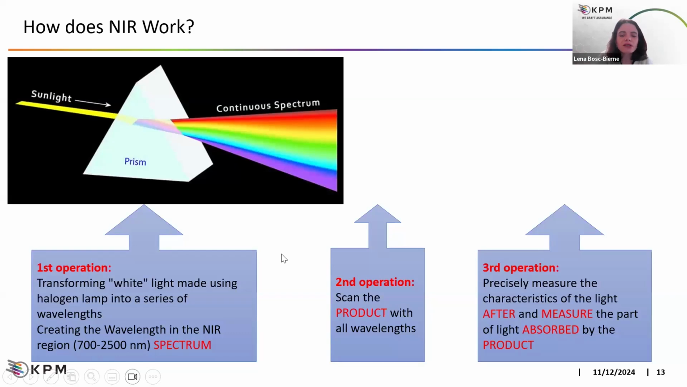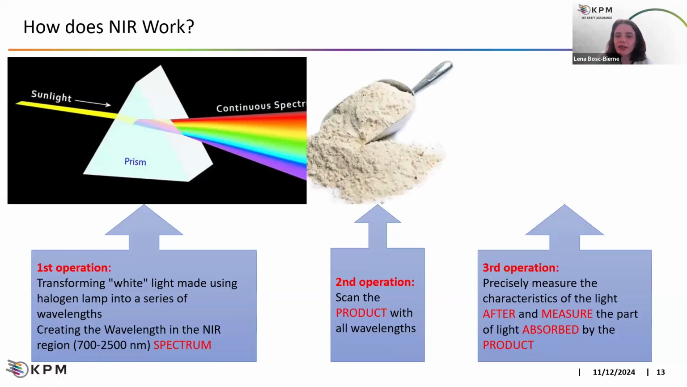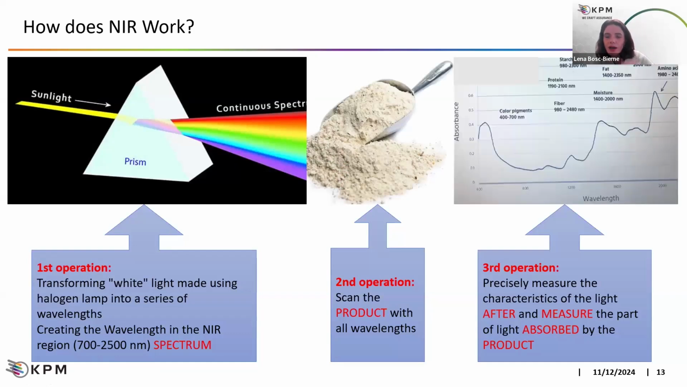The second operation, once we have our wavelengths, is to send those wavelengths through the product, or to the product, to scan the product with all the different wavelengths, and to measure the characteristics of the light after having gone through the product. What remains? If the absorbance has been really high on some wavelengths, then we are able to connect that with specific components such as moisture or fat or fiber.